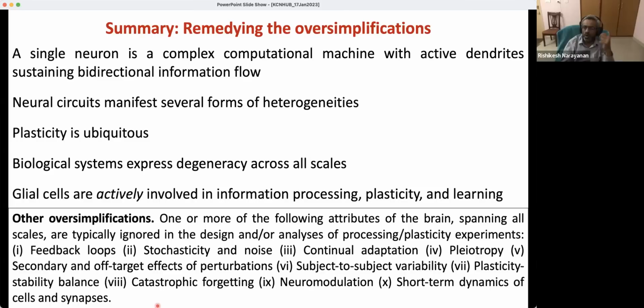You can't think of sodium channels as contributing only to the rising phase of the action potential and nothing else. Delayed rectifier potassium channels are not only bringing down the action potential and nothing else. That's an oversimplification, attributing one function to each. Different contexts and different kinds of activity patterns would result in different kinds of function. So that is what pleiotropy means, and that's something that needs to be accounted for. I hope that answers that question.